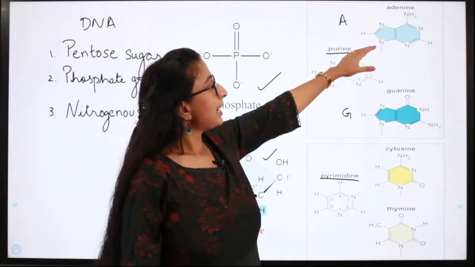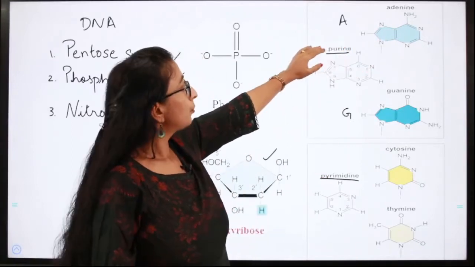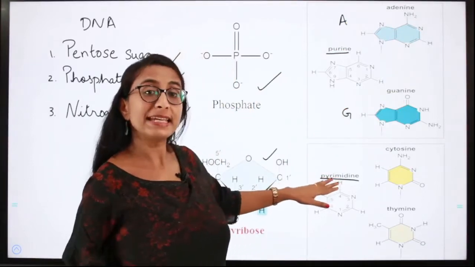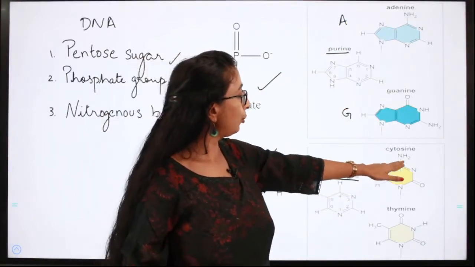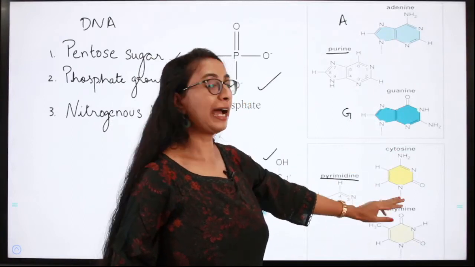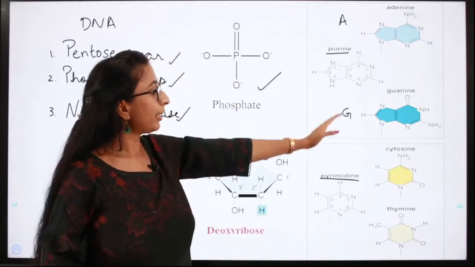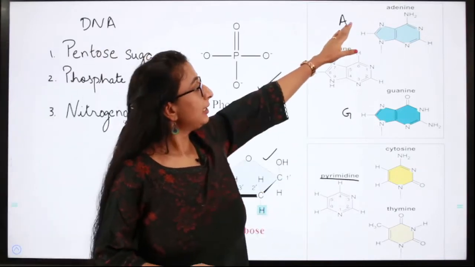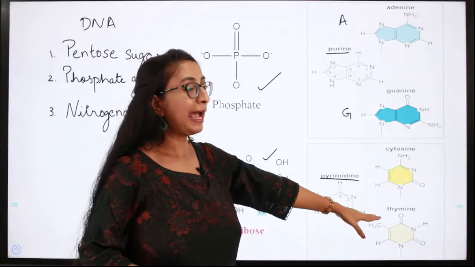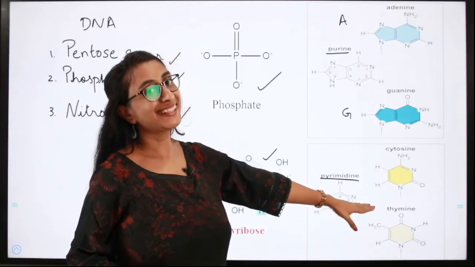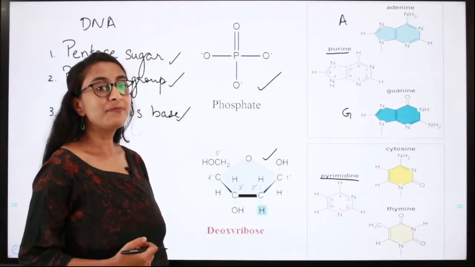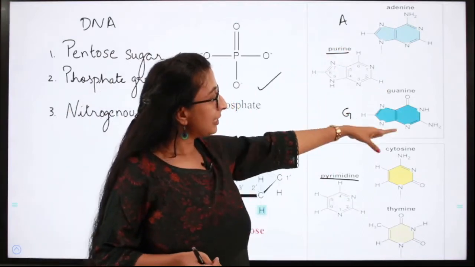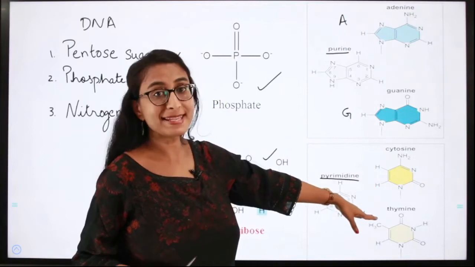So purines are double ring structures. The purines are adenine and guanine, and we have pyrimidines, which are single ring structures. That is, we have two pyrimidines, cytosine and thymine. So these are the four nitrogenous bases which are present in DNA: adenine, guanine, cytosine and thymine. In RNA, we have four nitrogenous bases: adenine, guanine, cytosine and uracil.